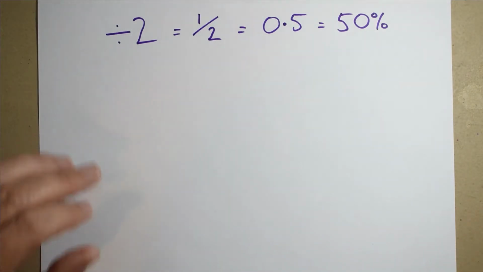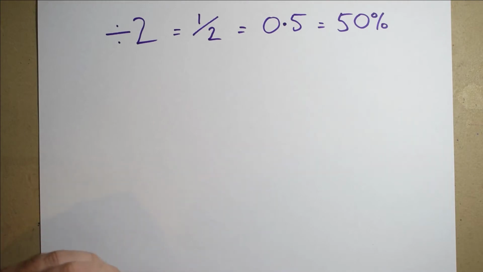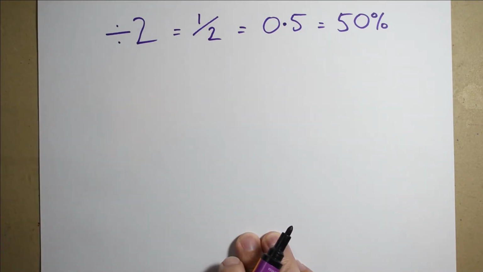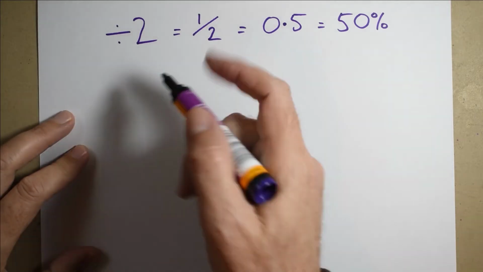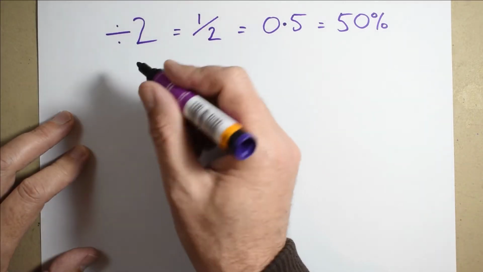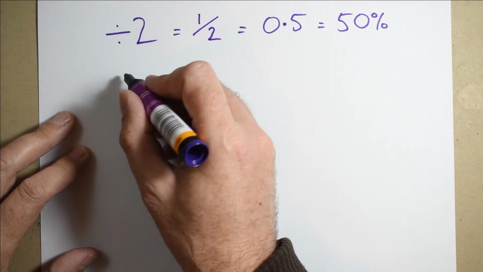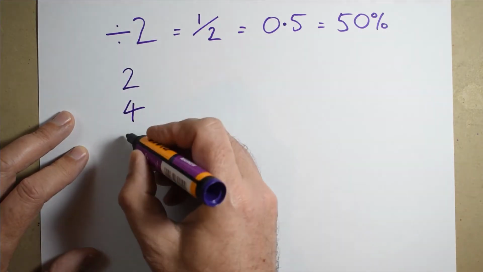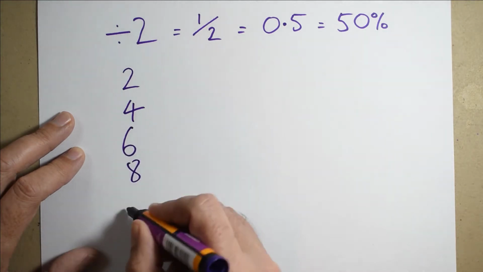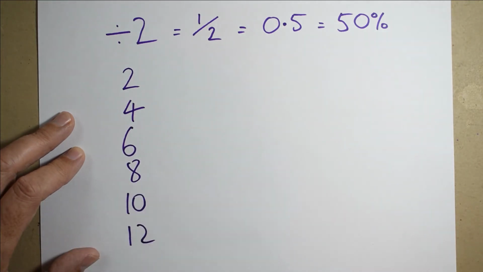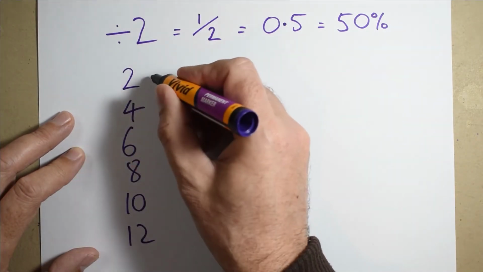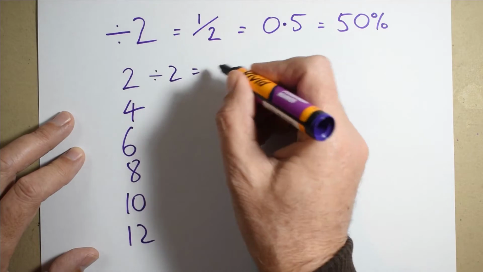Now, I would suggest for you the very first thing you do when you're dividing by 2 is learn some very good handy basic facts. So you'll notice that everything in the 2 times table, for example, is an even number. 2, 4, 6, 8, 10, 12 to start with. Some real basic ones. So when you're dividing by 2, they're very, very easy. It's just half of that.